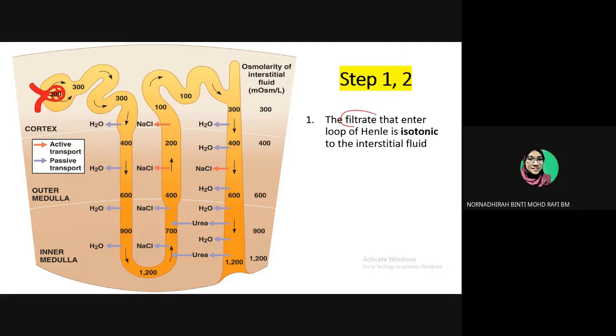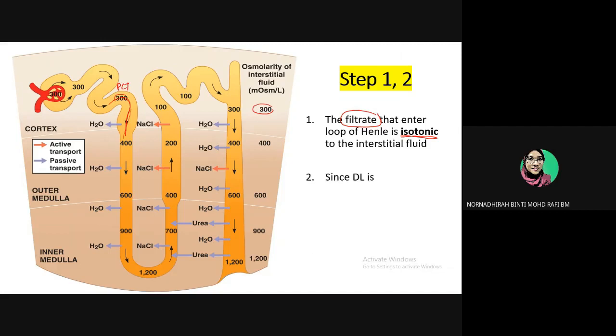Okay, so filtrate is the fluid inside nephron. So when it enters loop of Henle, awak boleh nampak osmolarity dia sama. So bila sama, kita panggil sebagai isotonic. Dia sama kan? So kita boleh nampak kalau dekat PCT ni, proximal convoluted tubule, dia 300. Dia sama dengan interstitial fluid dekat luar. Sama. And then bila dia menuruni ke bawah ni, kita tengok dia bertambah 400. Okay, dan kita akan tengok macam mana 400 ni boleh menjadi 600, 900, more concentrated or more osmolarity. Okay, so kita akan kata mula-mula bila dia masuk loop of Henle, dia akan sama.